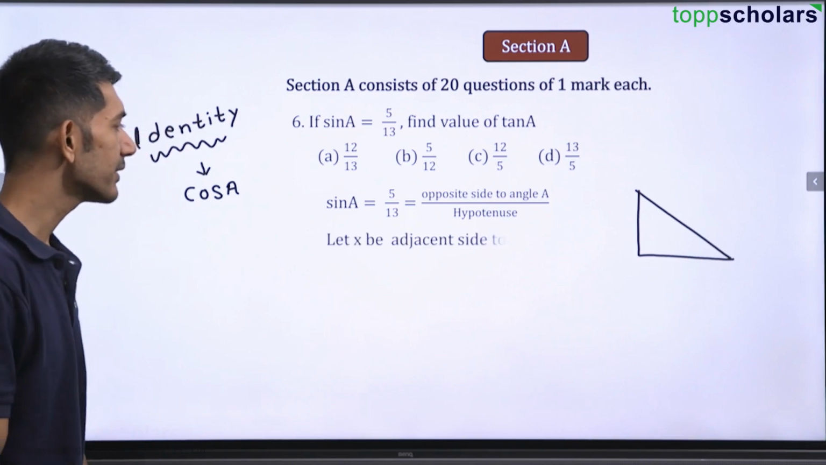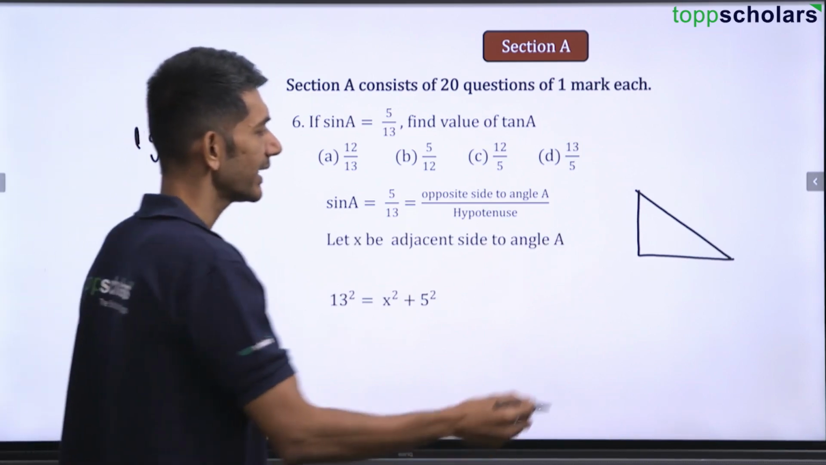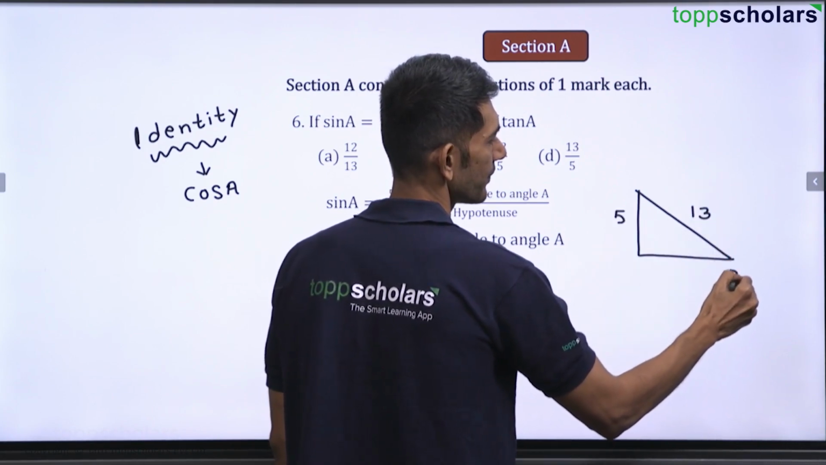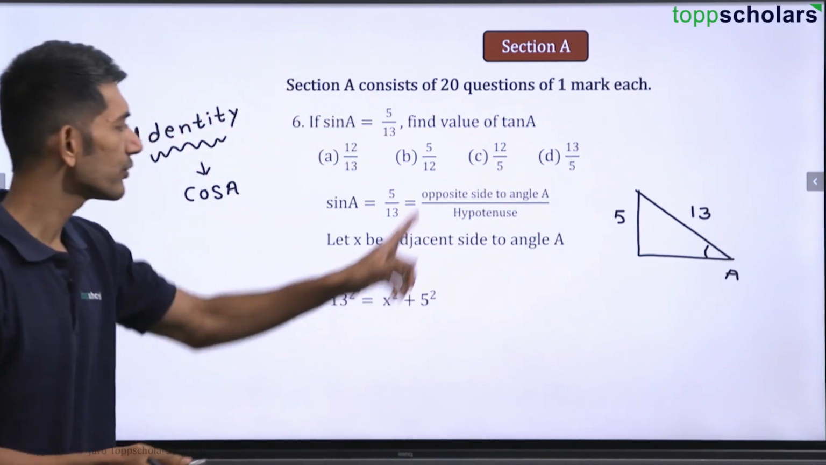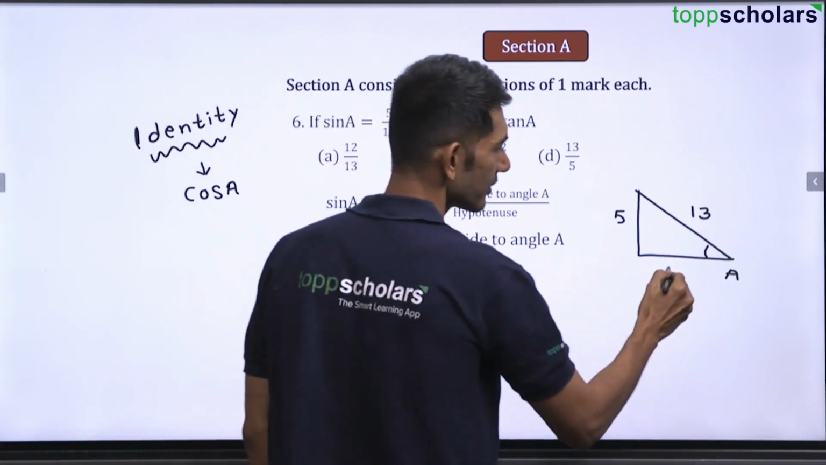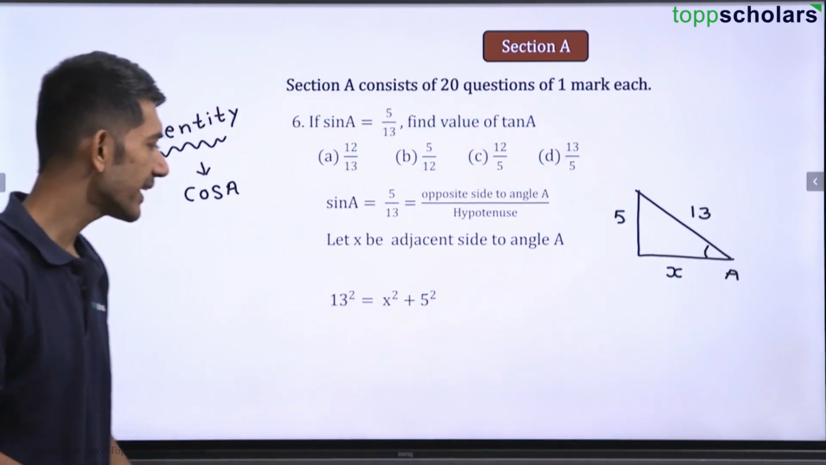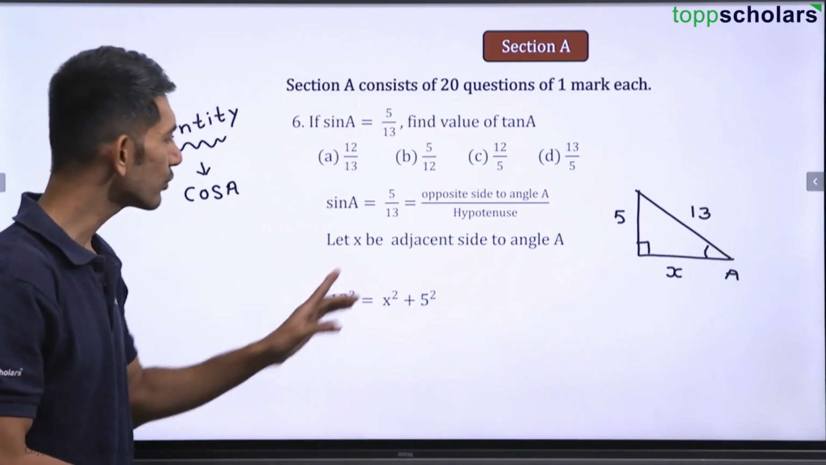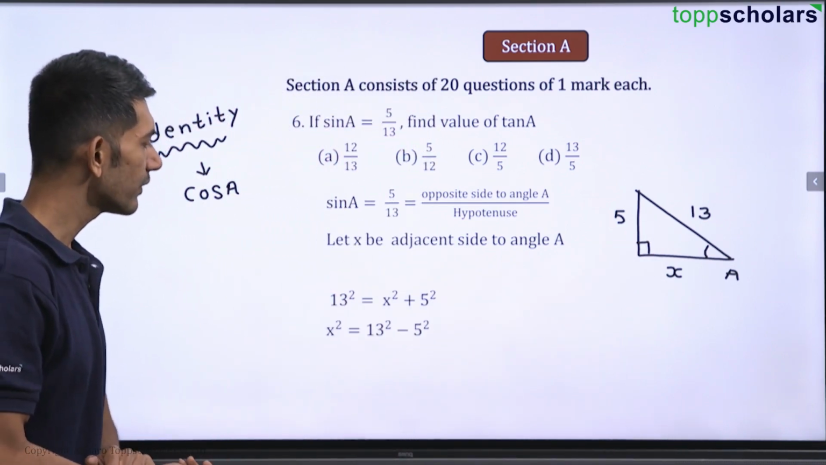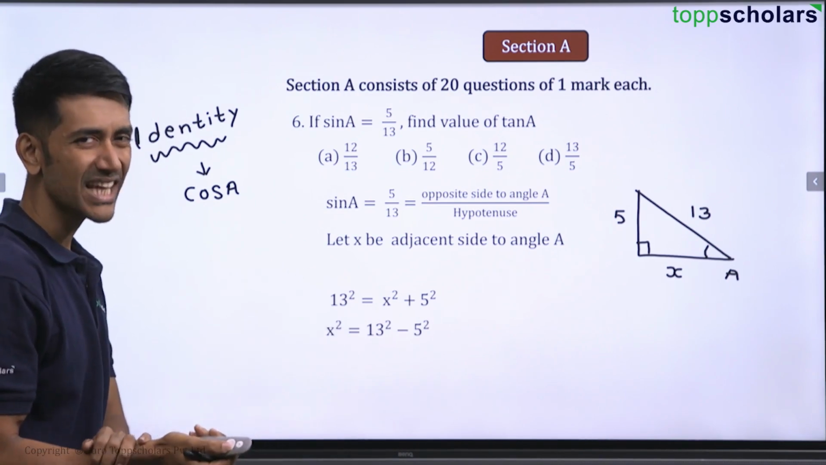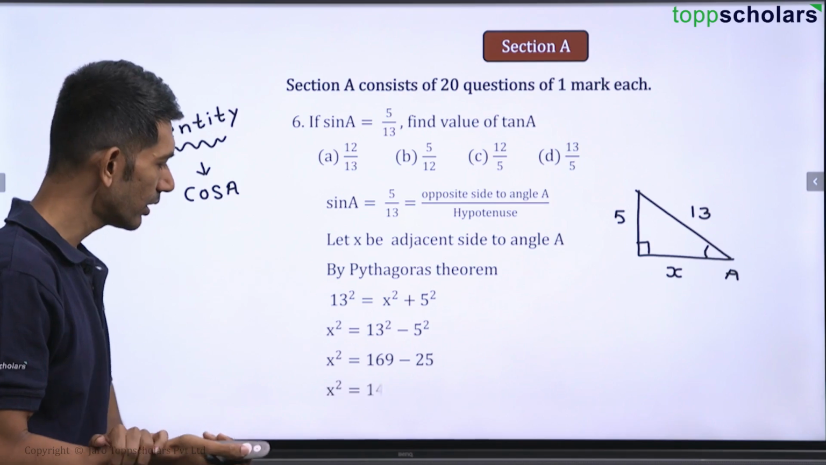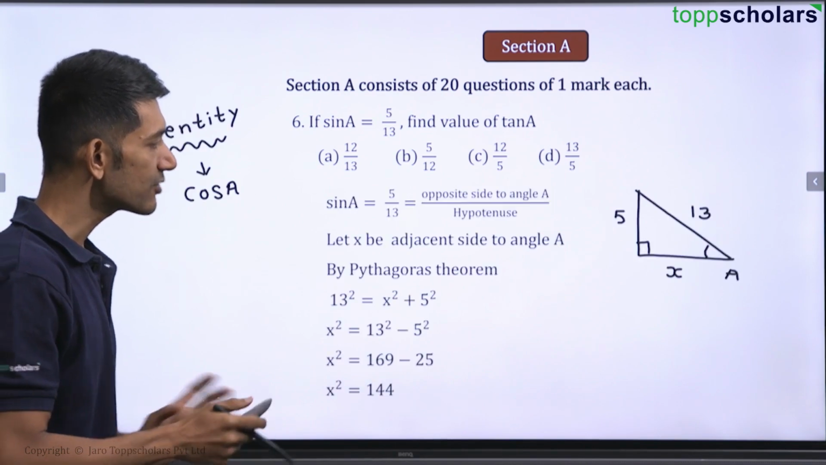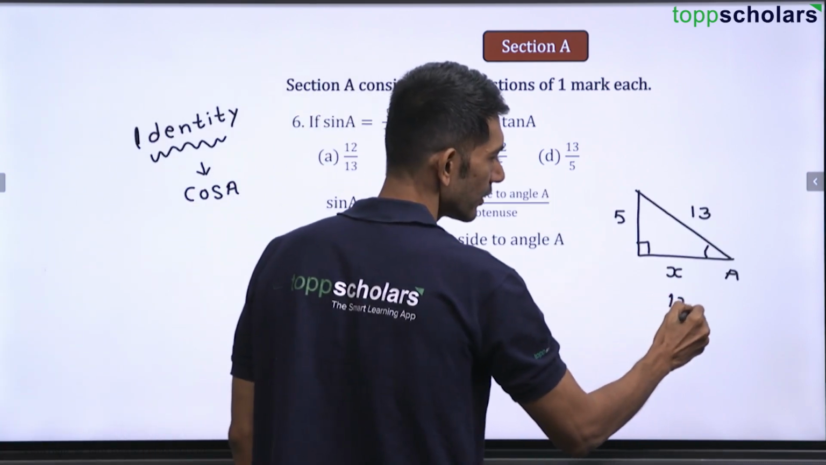So sine A is 5 by 13. So understand, if this is 13, this is 5 and this is A. Sine is what? Opposite by hypotenuse, and then you can take the third value as x. Can I find out the adjacent side? Yes, with the help of the Pythagoras theorem, because this angle is 90 degrees. So we get 13 square is equal to x square plus 5 square. Solve it further. 13 square minus 5 square, 169 minus 25, that gives you 144. And once you take the square root of 144, you are going to get 12. Now x is 12.